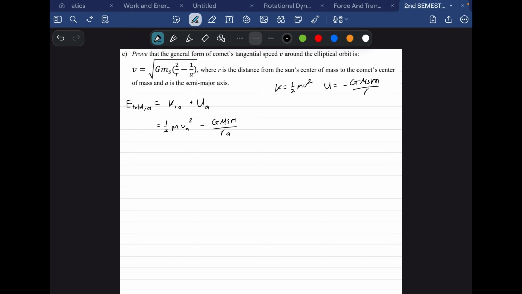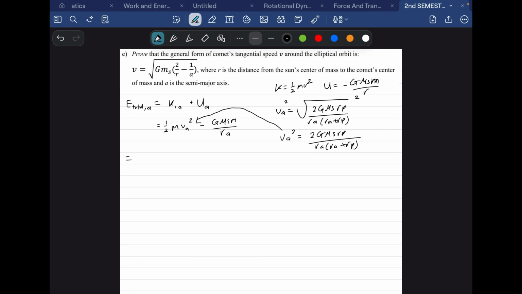distance R apogee away. And then last, in the previous problem, we found that VA is equal to radical 2G ms RP, R perigee over R apogee, parentheses, R apogee plus R perigee, right? So just square both sides. So we get VA square is equal to the same thing, but without the square root. Right, so I'll plug it into here.